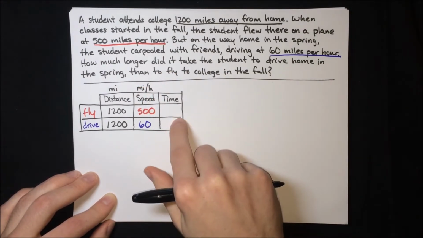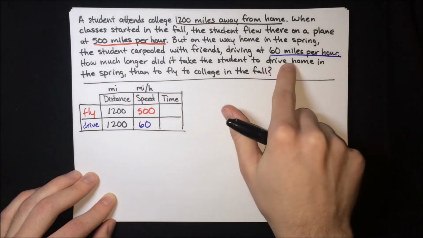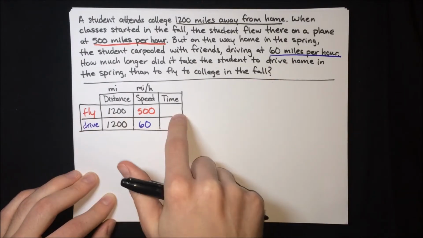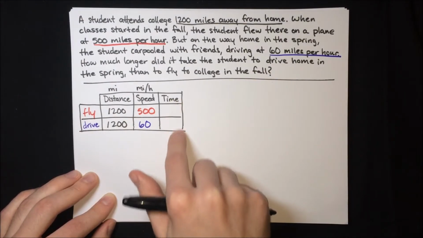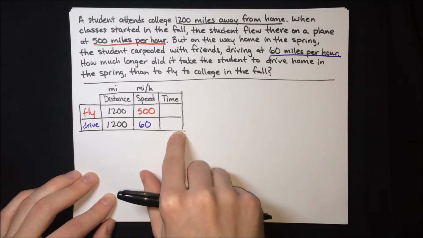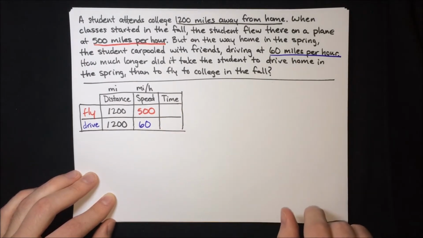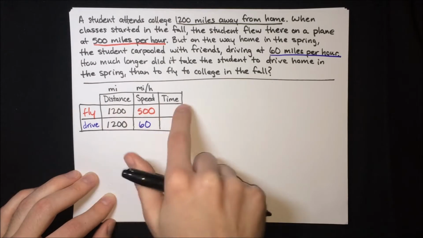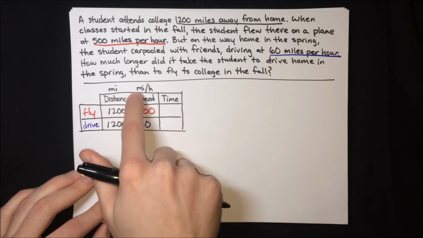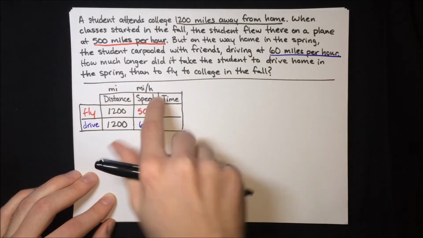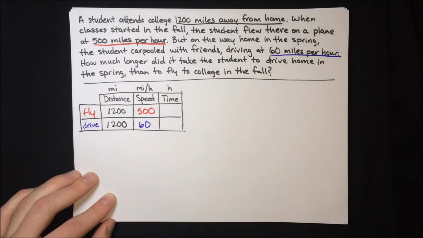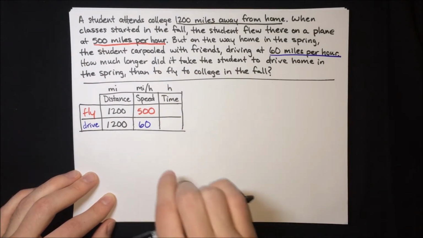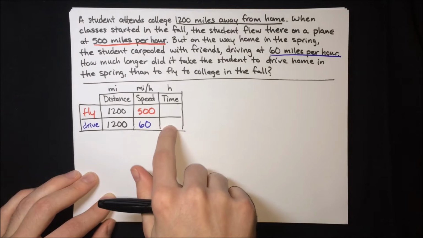And then time, that's what we want to find. We want to find how much longer did it take to drive than to fly. So that's just the difference in times. Let's figure out what our times are here. First of all, let's get our units straight. We're in miles for distance. Speed is distance over time, so time is hours. Now let's set up two equations that we can solve for time.